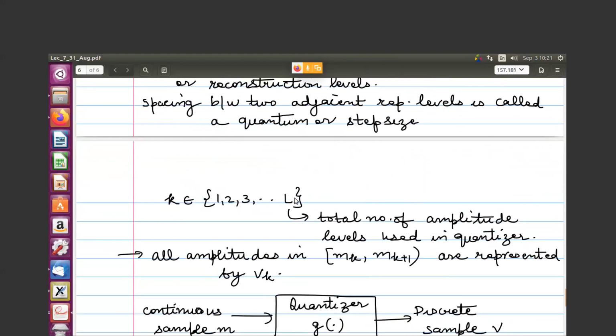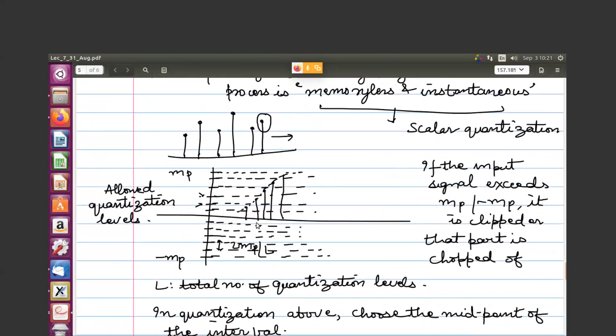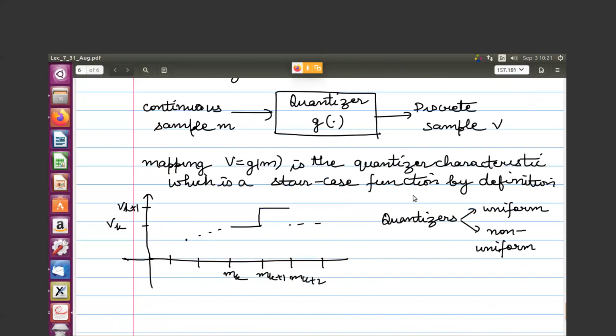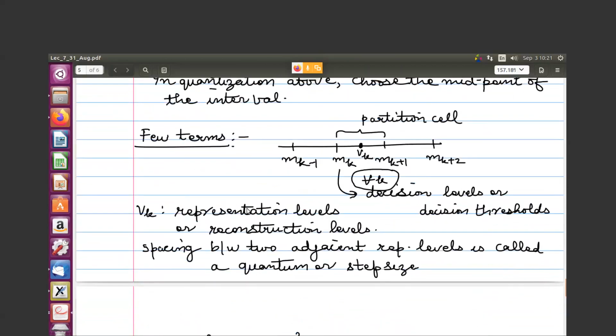We said that there are L levels. We have already said that there are L levels, so this K will belong to 1, 2, 3, 4 up to N. And I gave a few definitions: VK, the midpoints, are called representation levels. Then MK and MK plus 1 are called decision thresholds. Why? Because you check if the input is greater than MK and less than MK plus 1, then the sample will take a value VK. So these are called the decision thresholds.